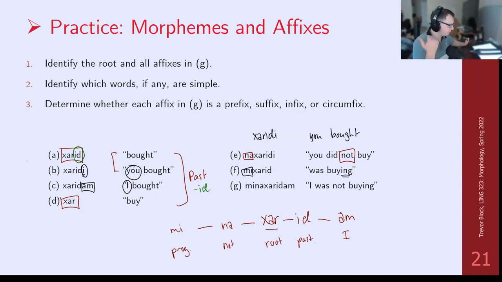Okay, so we can break it up. In two, we could say which words are simple. Well, the only one with one morpheme is by and D. So this one is simple, but everything else is complex because there's more than one morpheme.